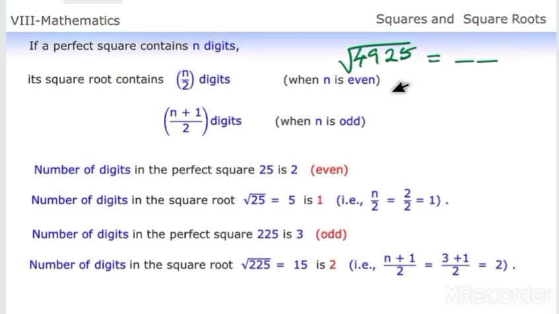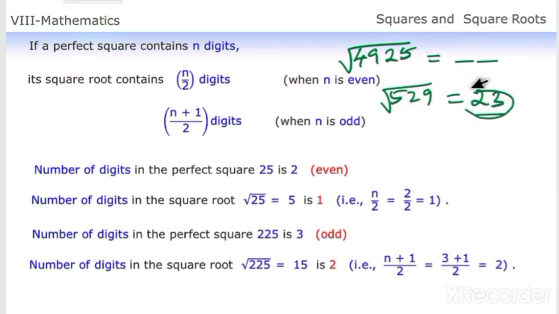So suppose the number is 529. Initially we have seen this example. After taking the square root, we got 23. So here we are getting 2 digits. For a 4 digit perfect square also we are getting a 2 digit square root. For a 3 digit perfect square, for that also we are getting a 2 digit square root.